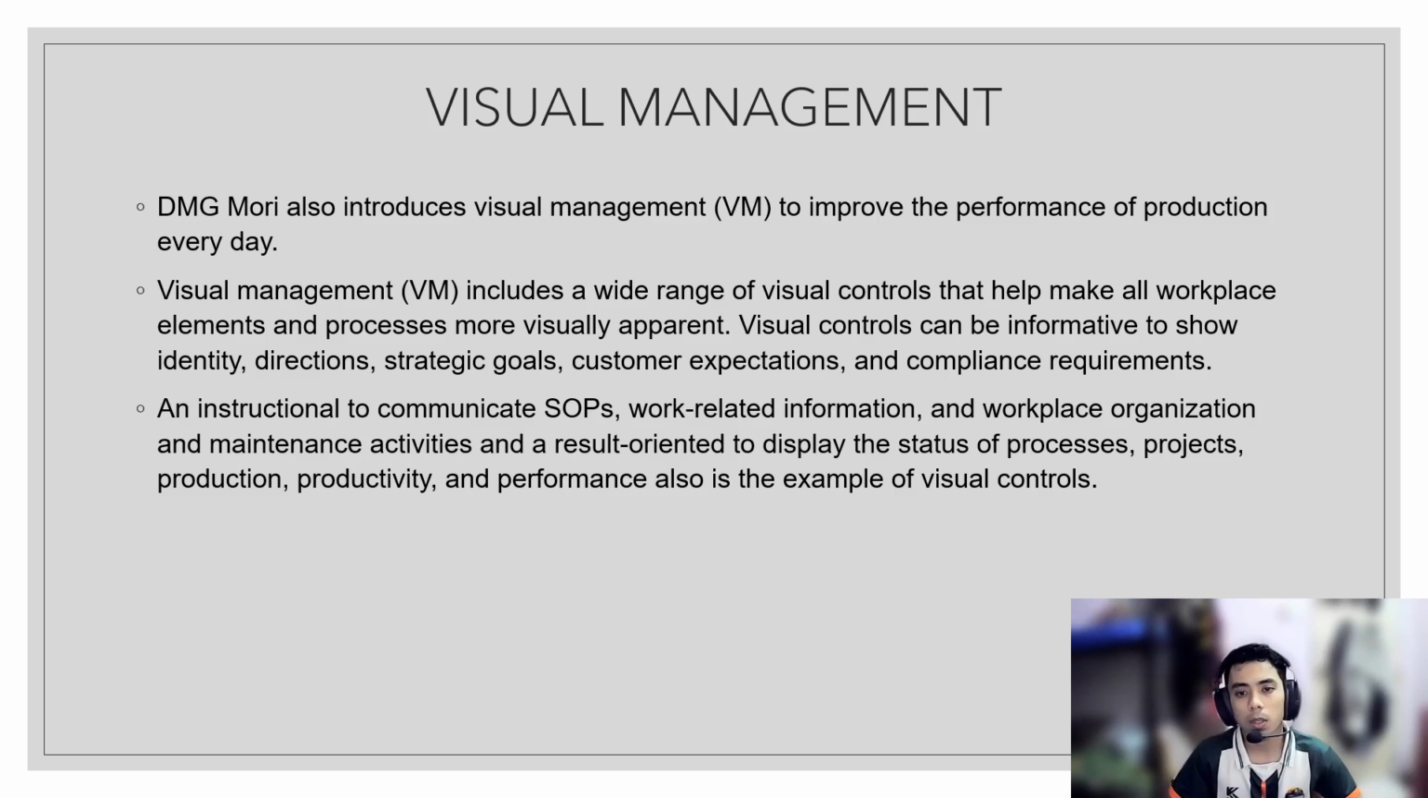Visual control can be informative, to show identity, direction, strategic goals, customer expectations, and compliance requirements; instructional, to communicate SOPs, work-related information, and workplace organization and maintenance activities; and result-oriented, to display the status of processes, projects, production, productivity, and performance. Also is the example of visual control.